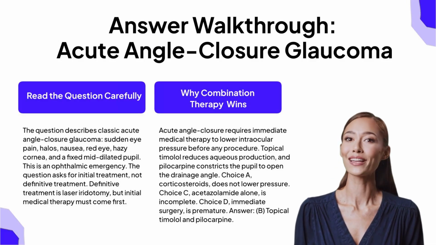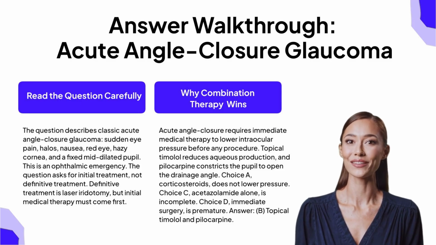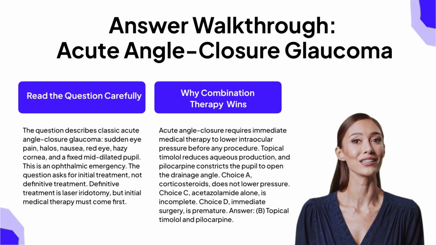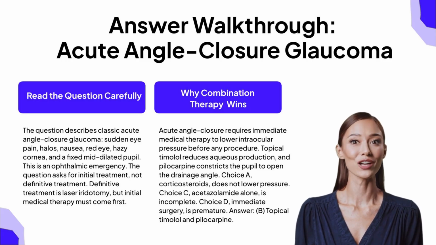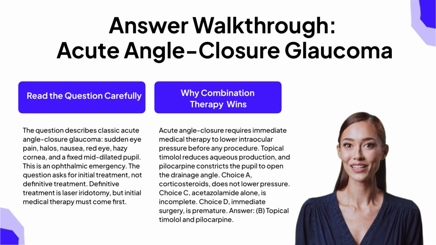Read the question carefully. The stem is a textbook acute angle closure glaucoma presentation. Every buzzword is there. Sudden severe eye pain, halos around lights, nausea and vomiting, red eye, hazy cornea, and a mid-dilated pupil that does not react to light. This is an ophthalmic emergency.